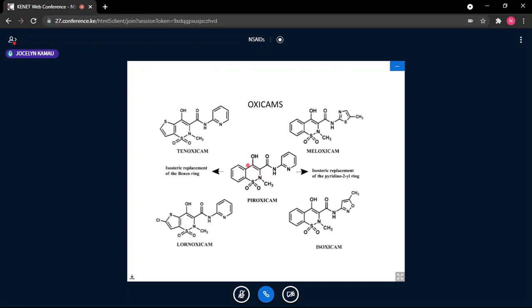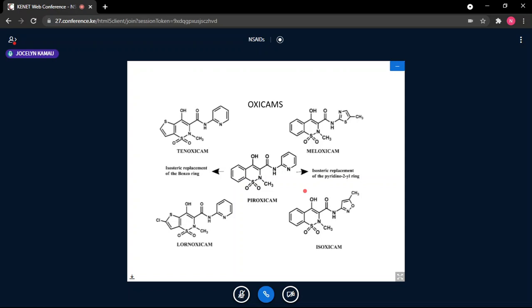These are allowing for keto-enol tautomerism. And then for piroxicam, you find there is a pyridine ring. The pyridine ring is the one which is attached to the carboxamide. This is the carboxamide, that's a nitrogen. You have the pyridine ring.